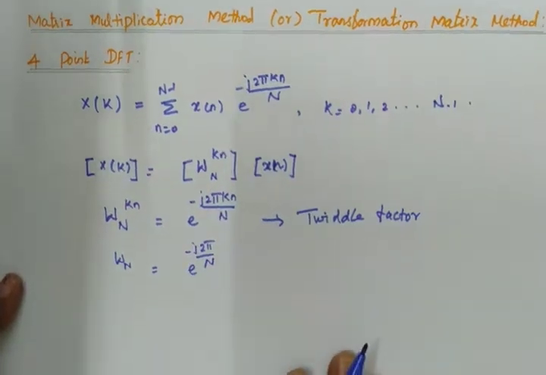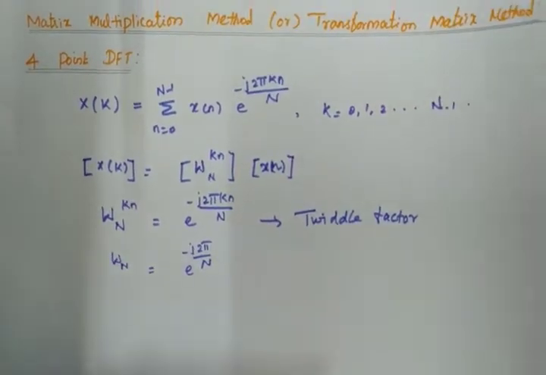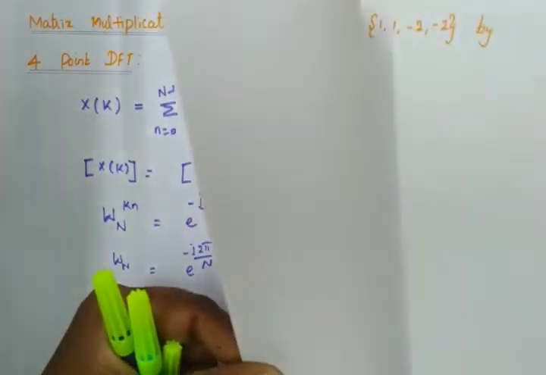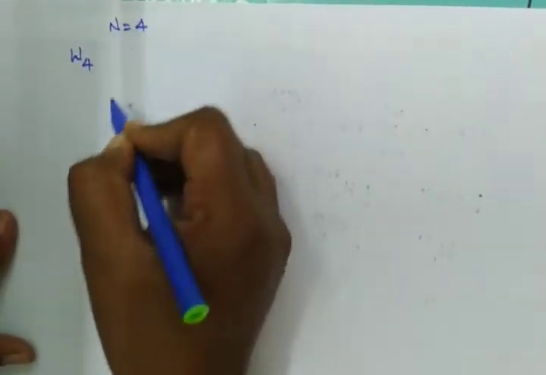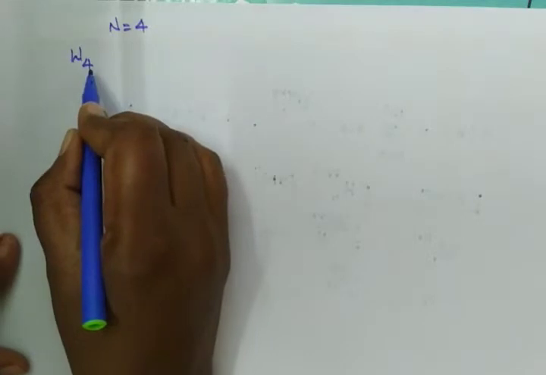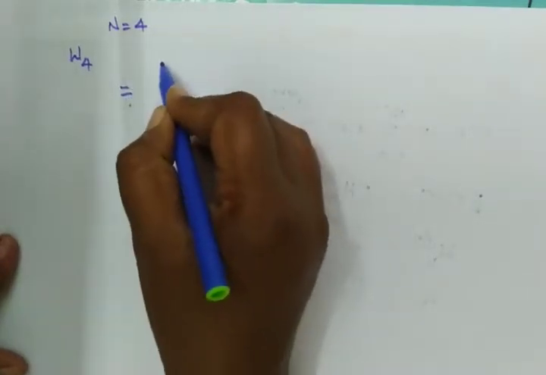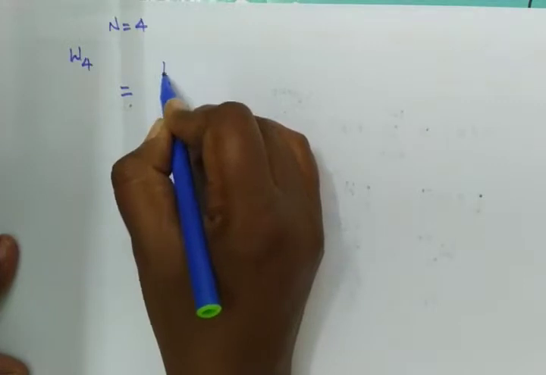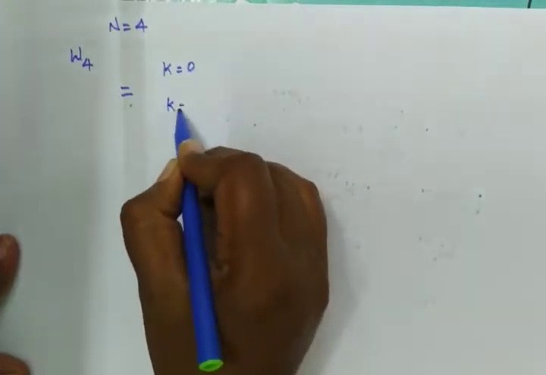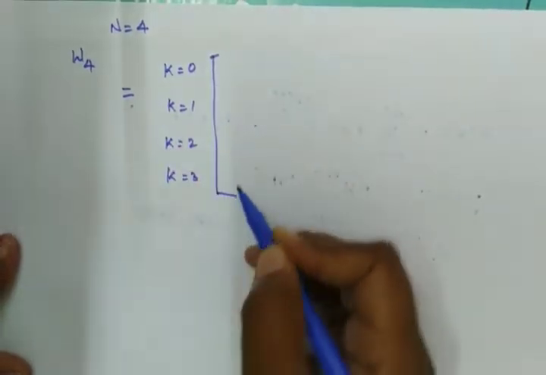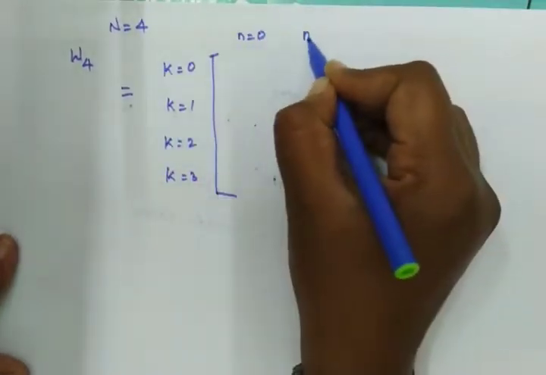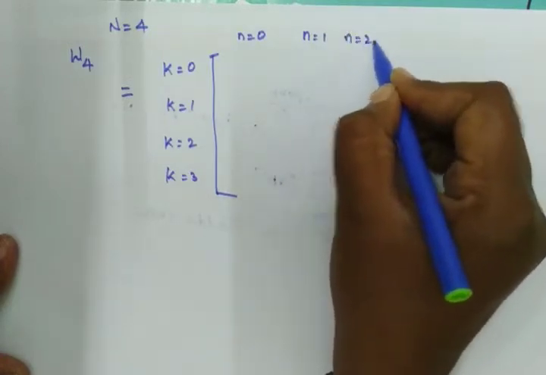Now for 4-point DFT, we have W4, because N is equal to 4. Since N is equal to 4, we have W4, which is equal to, now we have to find the matrix. That is k is equal to 0, k is equal to 1, k is equal to 2, k is equal to 3. We have to find this matrix for values n is equal to 0, 1, 2, 3.